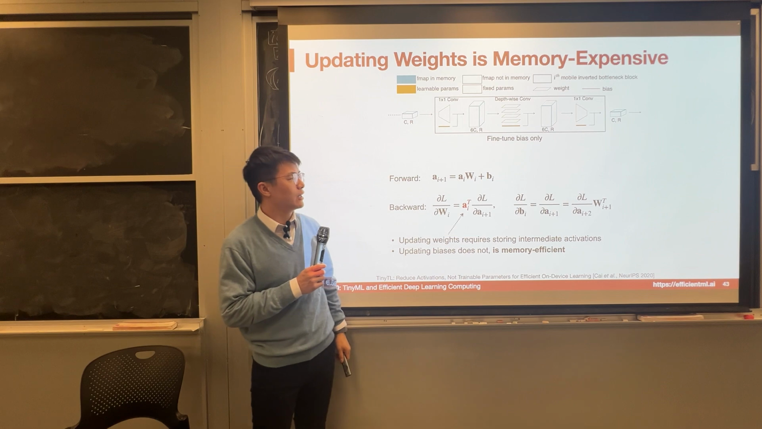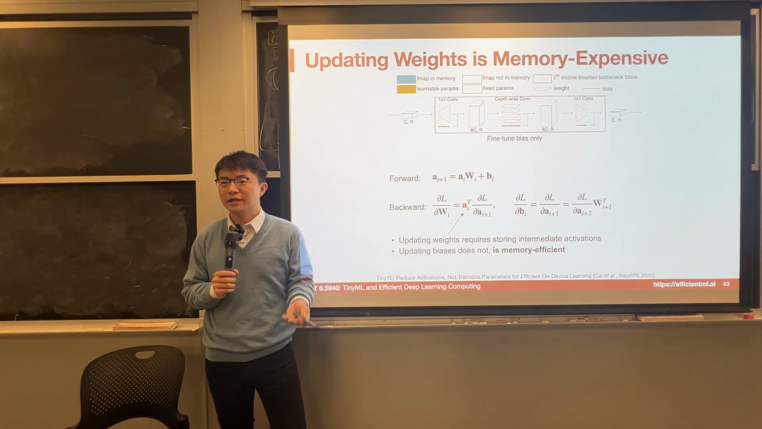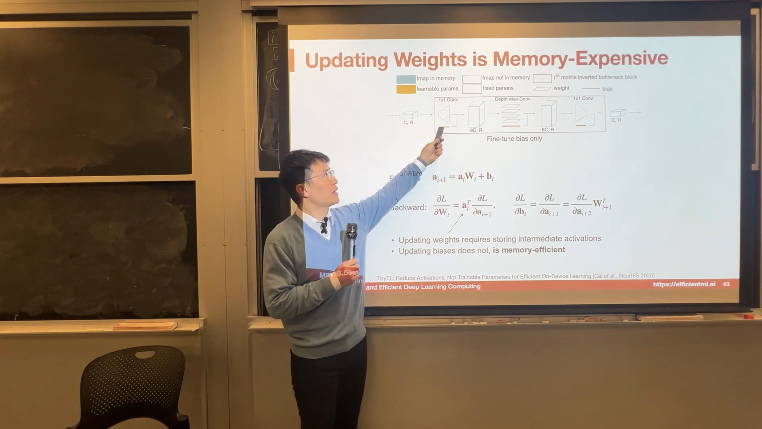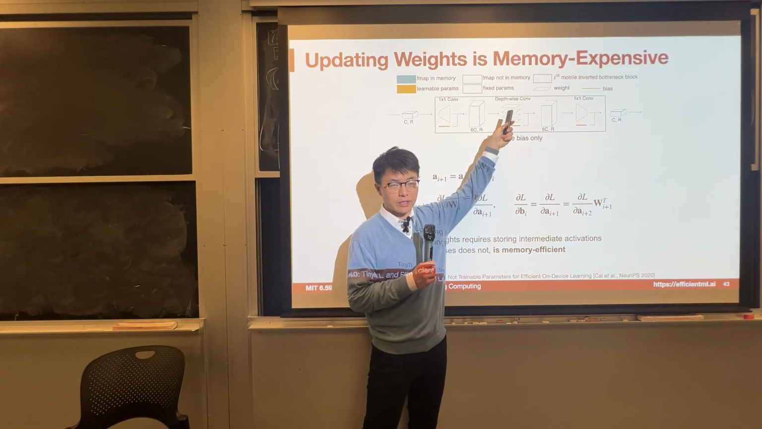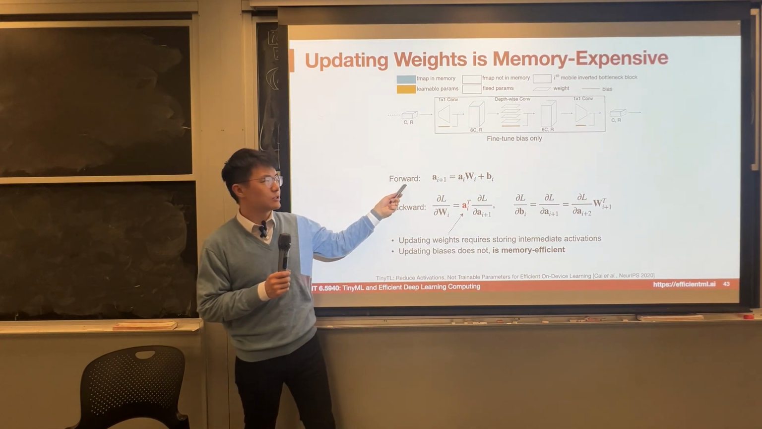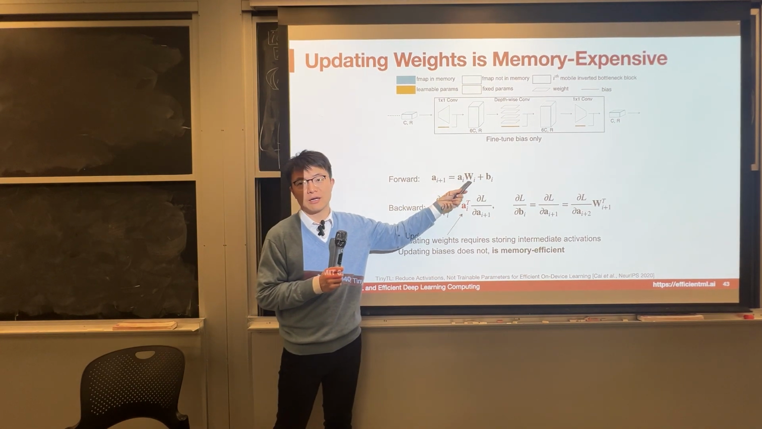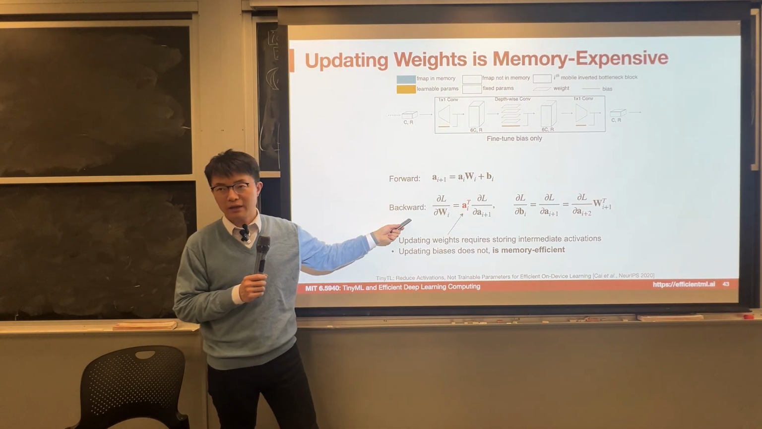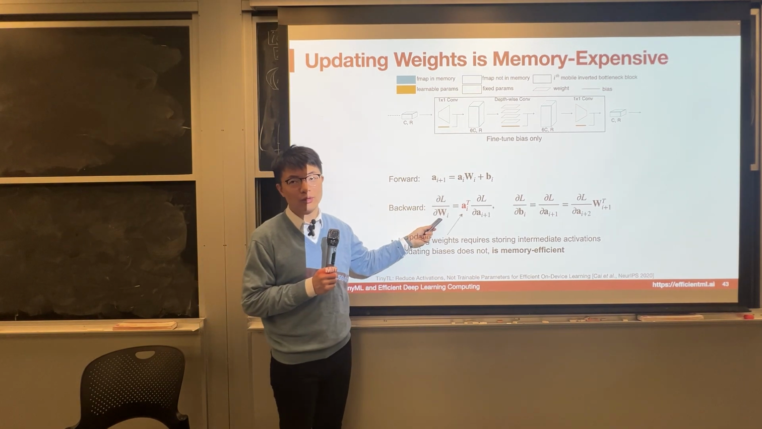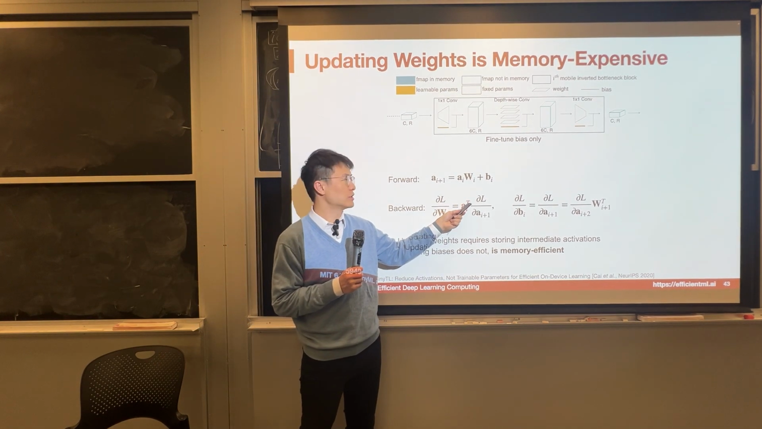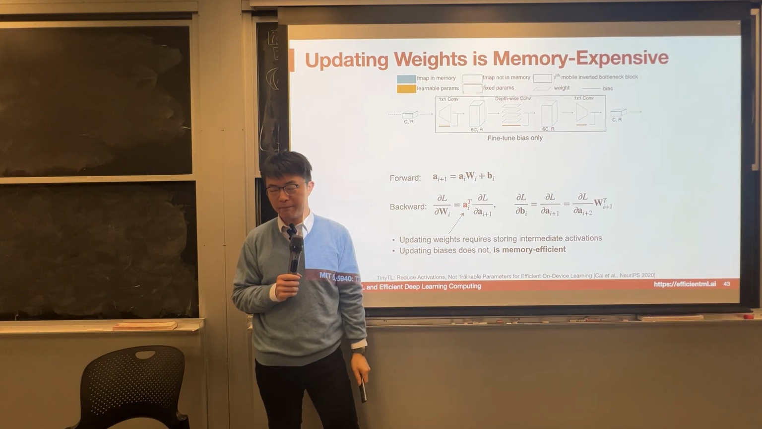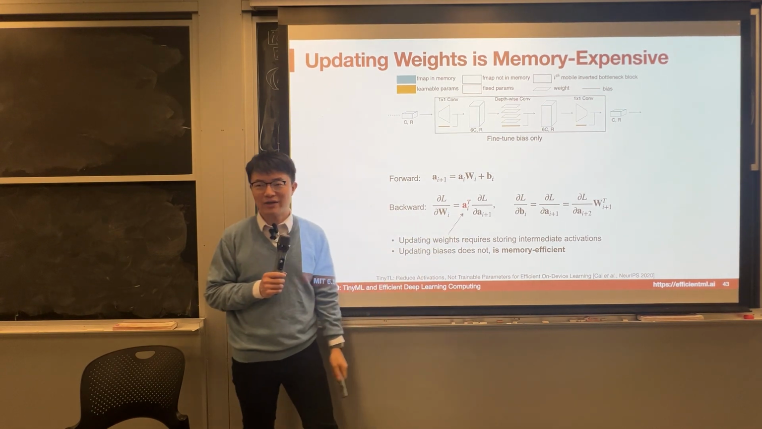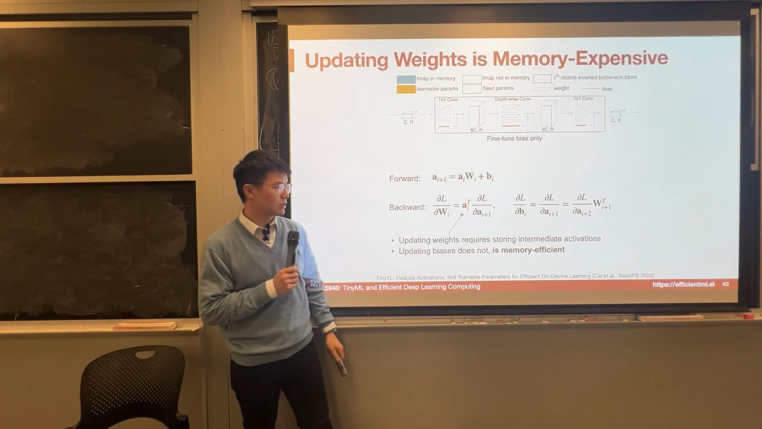So we try to analyze why updating the weight is memory expensive, but updating the bias is not. So what is updating the bias? We just update the bias rather than all the weights. Okay? So if you do the chain rule, the forward is A_{i+1} equals A_i times W_i for layer i, plus the bias B_i. When we are calculating the backward, the partial loss over partial W_i equals A_i transpose times partial loss over partial A_{i+1}. So in order to calculate the gradient with respect to the weight, you need to store the activation here. This is the corresponding activation.